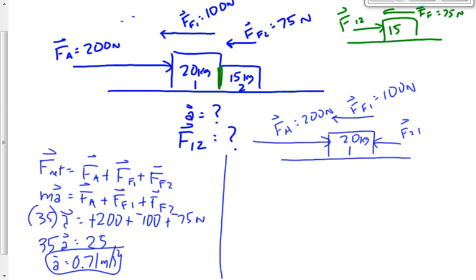We mentioned this the other day. If you have time, do it both ways. And if you get the same answer, then you must be right. All right, here we say the net force is equal to the sum of the forces, FA plus FF1 plus F21, equals m times a.